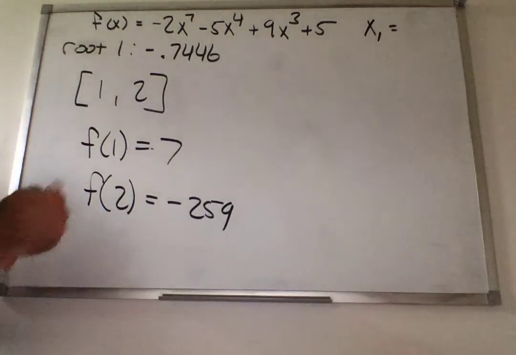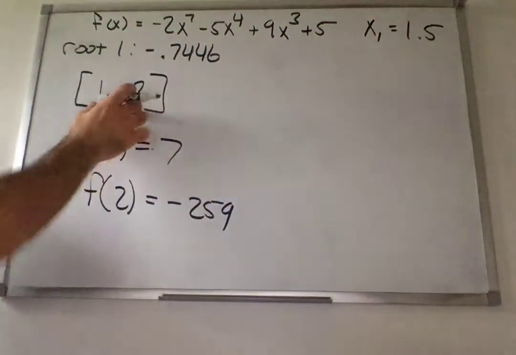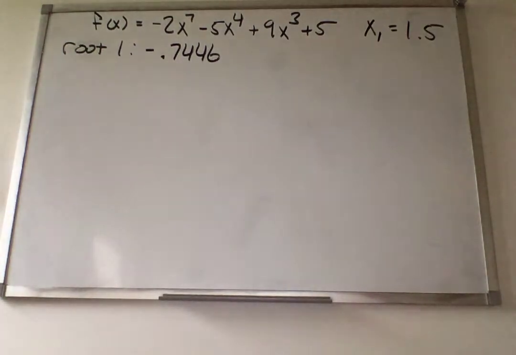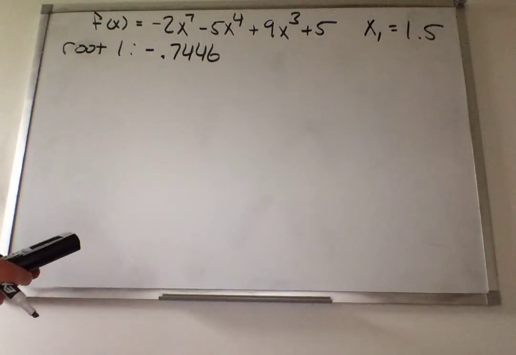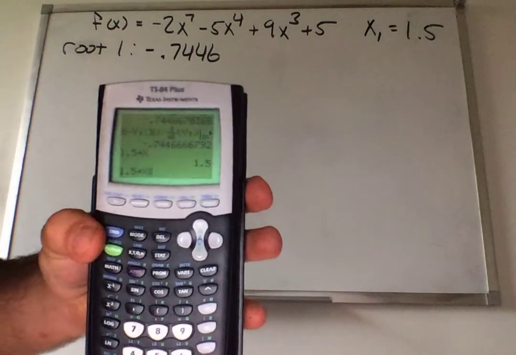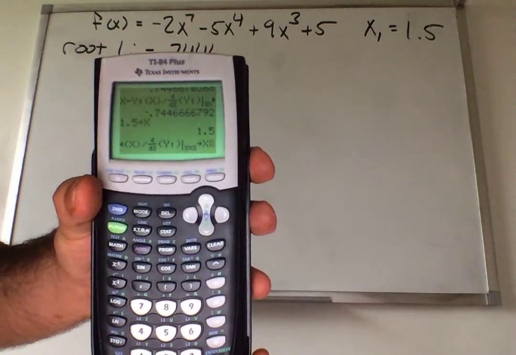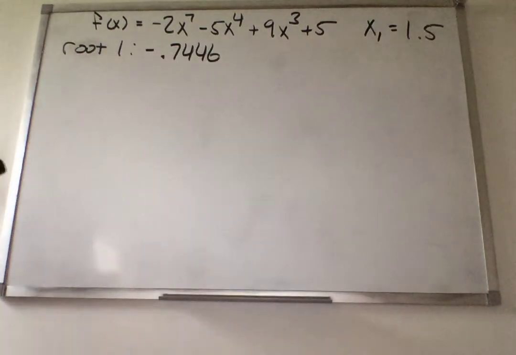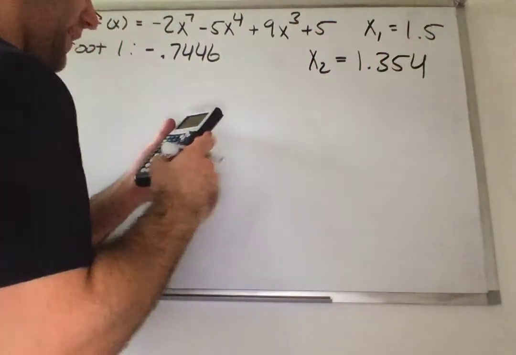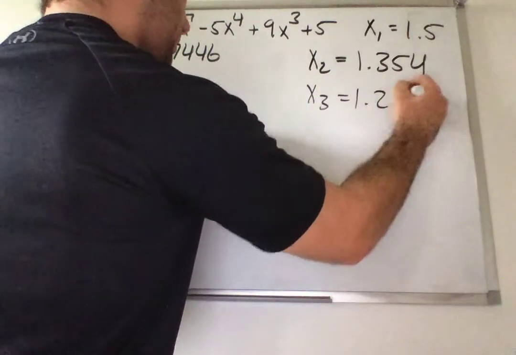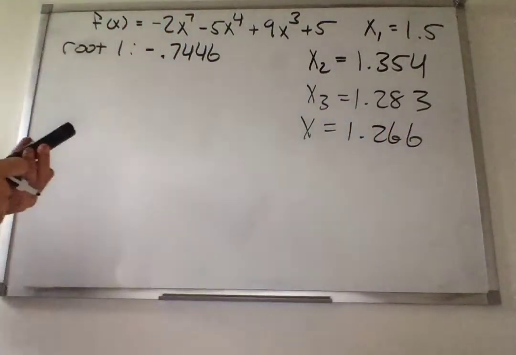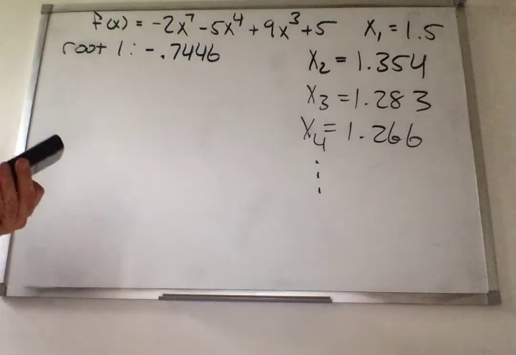So let's test a value in this interval. I'm going to say my initial guess is 1.5. 1.5 is in this interval. And now just applying Newton's method, so I got to store 1.5 into x. I stored it into x, and then if I hit second enter, and then second enter one more time, it brought back up Newton's method, and now just hit enter. So I get x2 is 1.354, hit it again. x3 is 1.283, one more time. x4 is 1.266, so on, so on, so on.